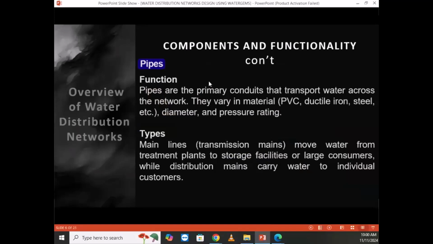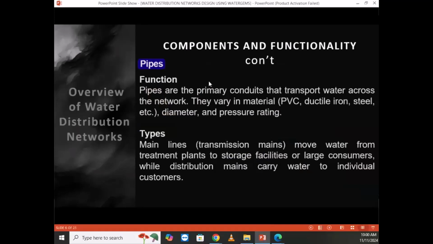In our network, I'm glad that we all know the concept, but in our network there are some small components that we used to have, like pipes. The pipes are primary conductors that transport water across the network. We have many types of pipes. I don't know what you are using here. Types of pipes.